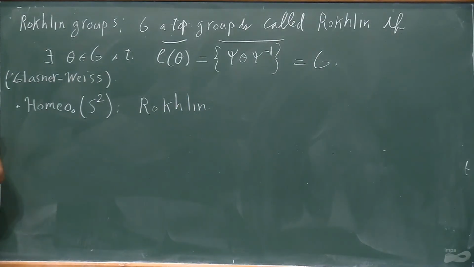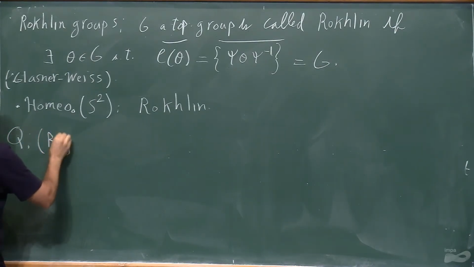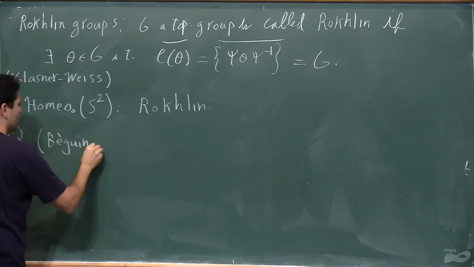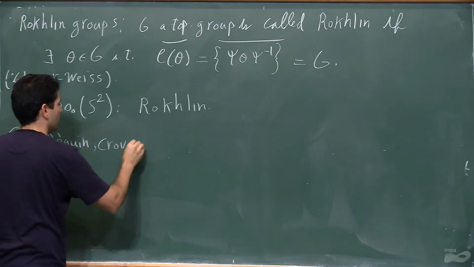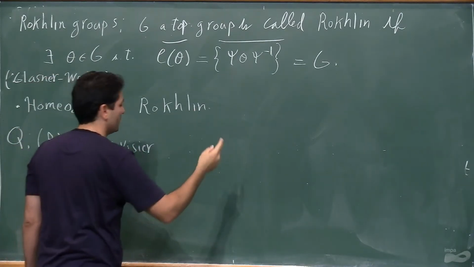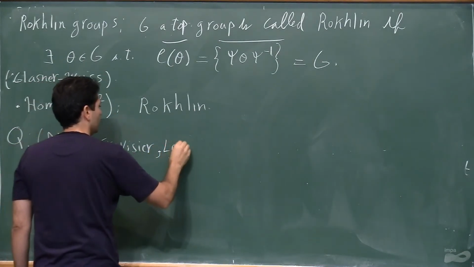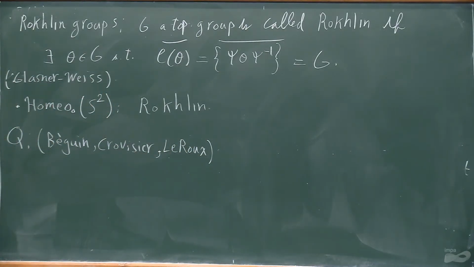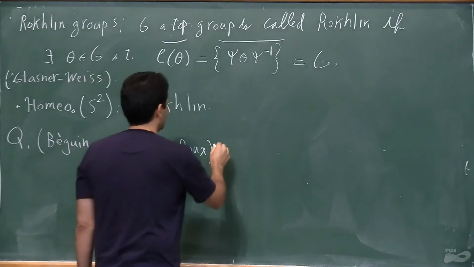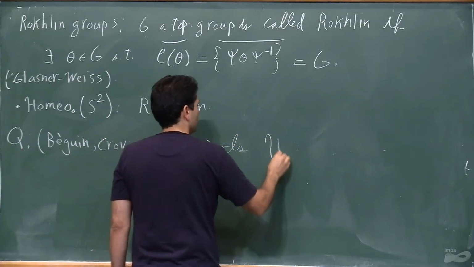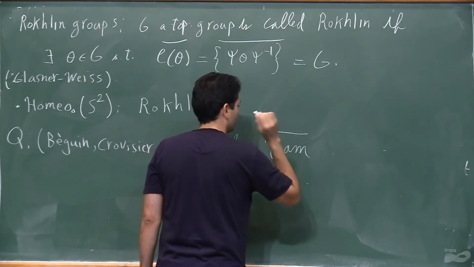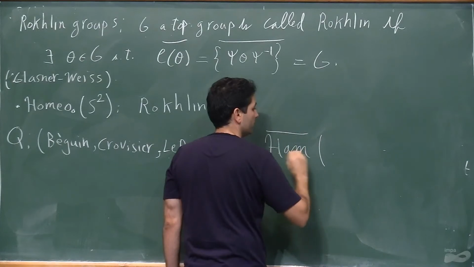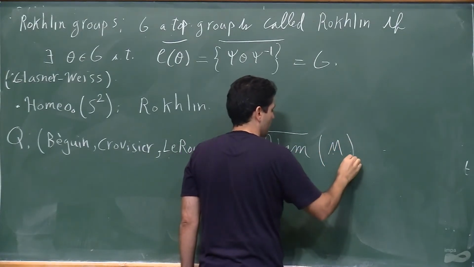Now, independently of the work of Glasner and Weiss, Béguin, Crovisier, and Leroux, so these are three surface dynamics people. Leroux is the same Leroux with whom I collaborate. And all of these guys are based in Paris. They had different reasons than what Glasner and Weiss had in mind. They asked if the group of Hamiltonian homeomorphisms is Rokhlin. Actually, they asked it only for the sphere, but the question makes sense for any M. Is this Rokhlin?